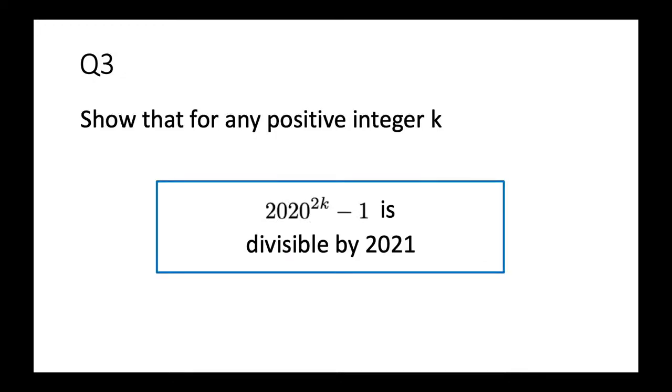And for question 3, we want to show that for any positive integer k, 2020 to the power 2k minus 1 is divisible by 2021.